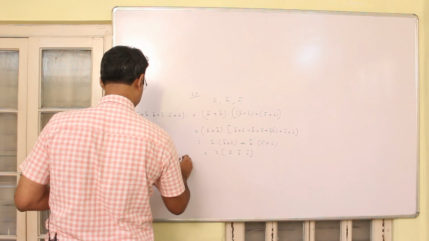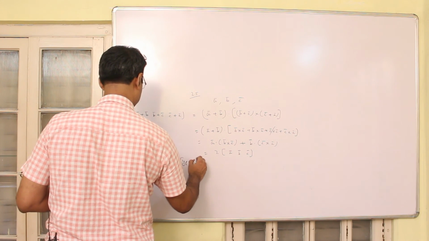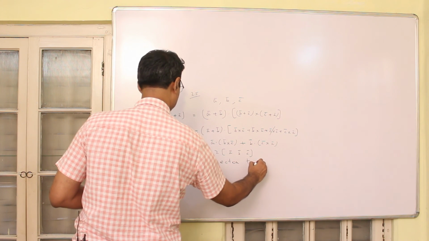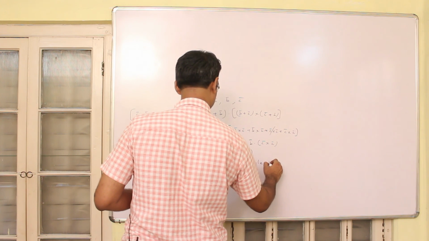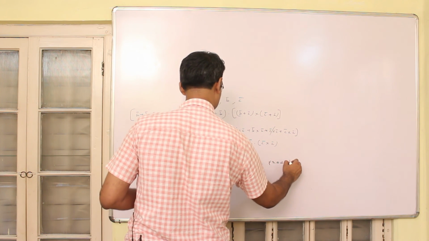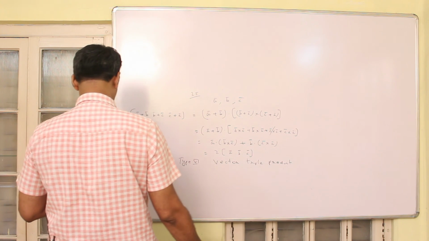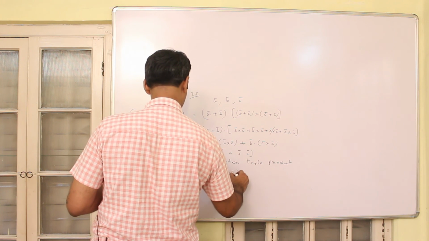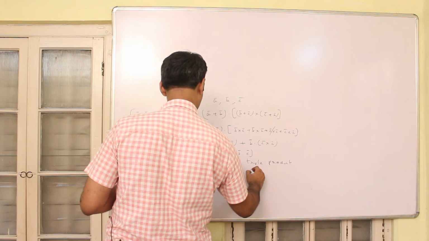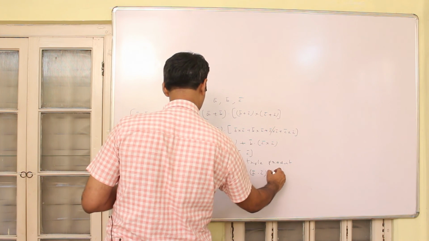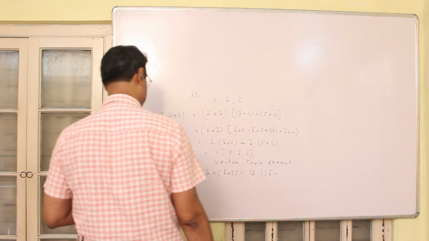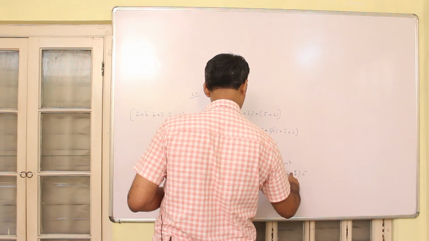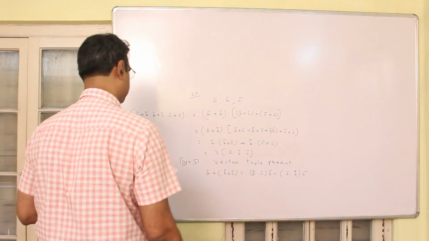Now we come to type 6. Type 6 talks about vector triple product. Suppose you have three vectors A, B and C. The vector triple product is A dot C into B minus A dot B into C. This is the vector triple product.